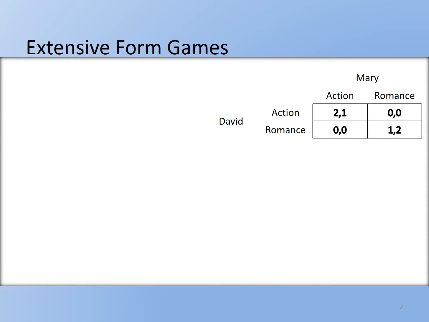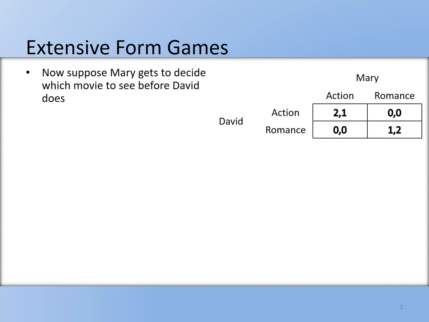Next up is what we call extensive form game. Realistically, sometimes there is a clear order of movement, right? There's rarely a time when you actually move at the same time, unless you're playing rock, paper, and scissors, right? Otherwise, you usually move in turns.